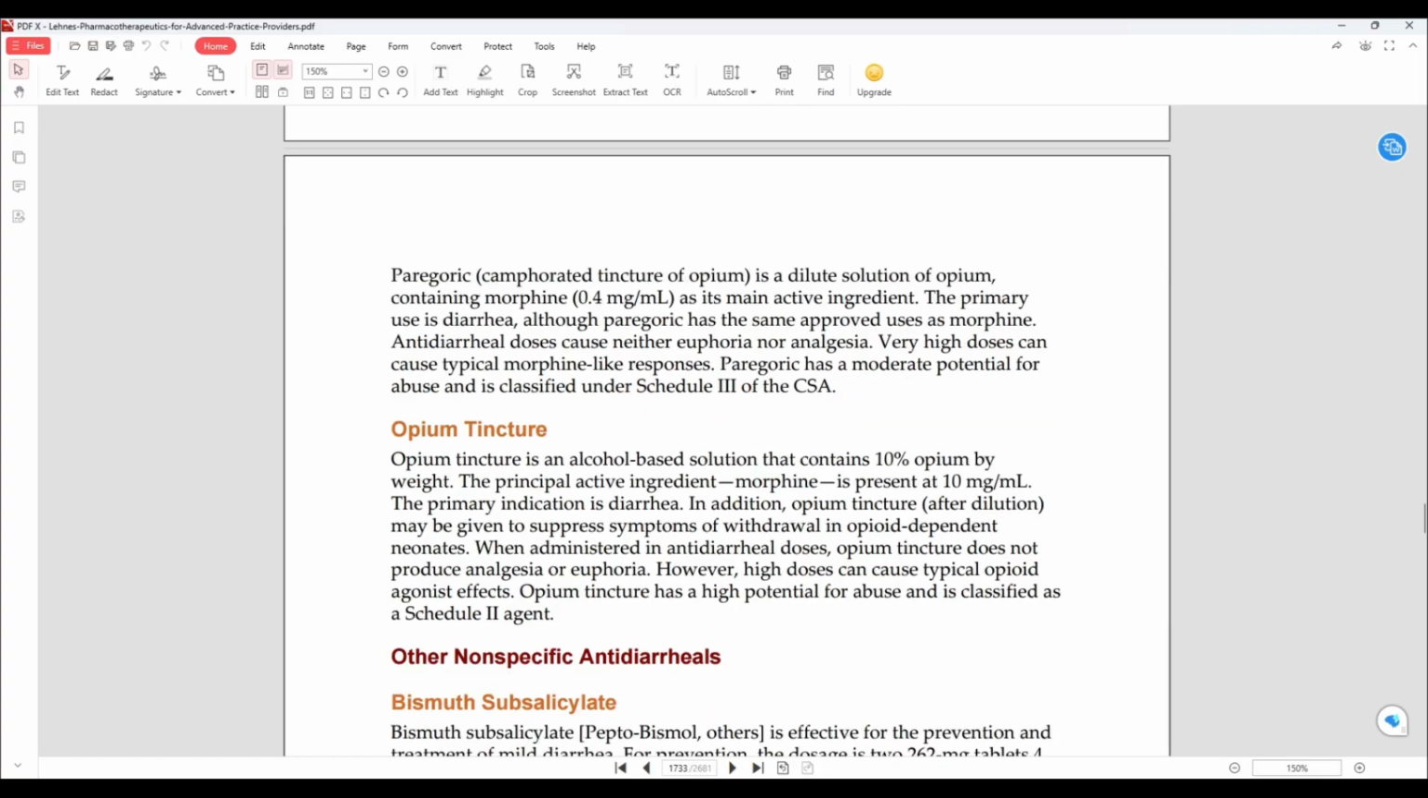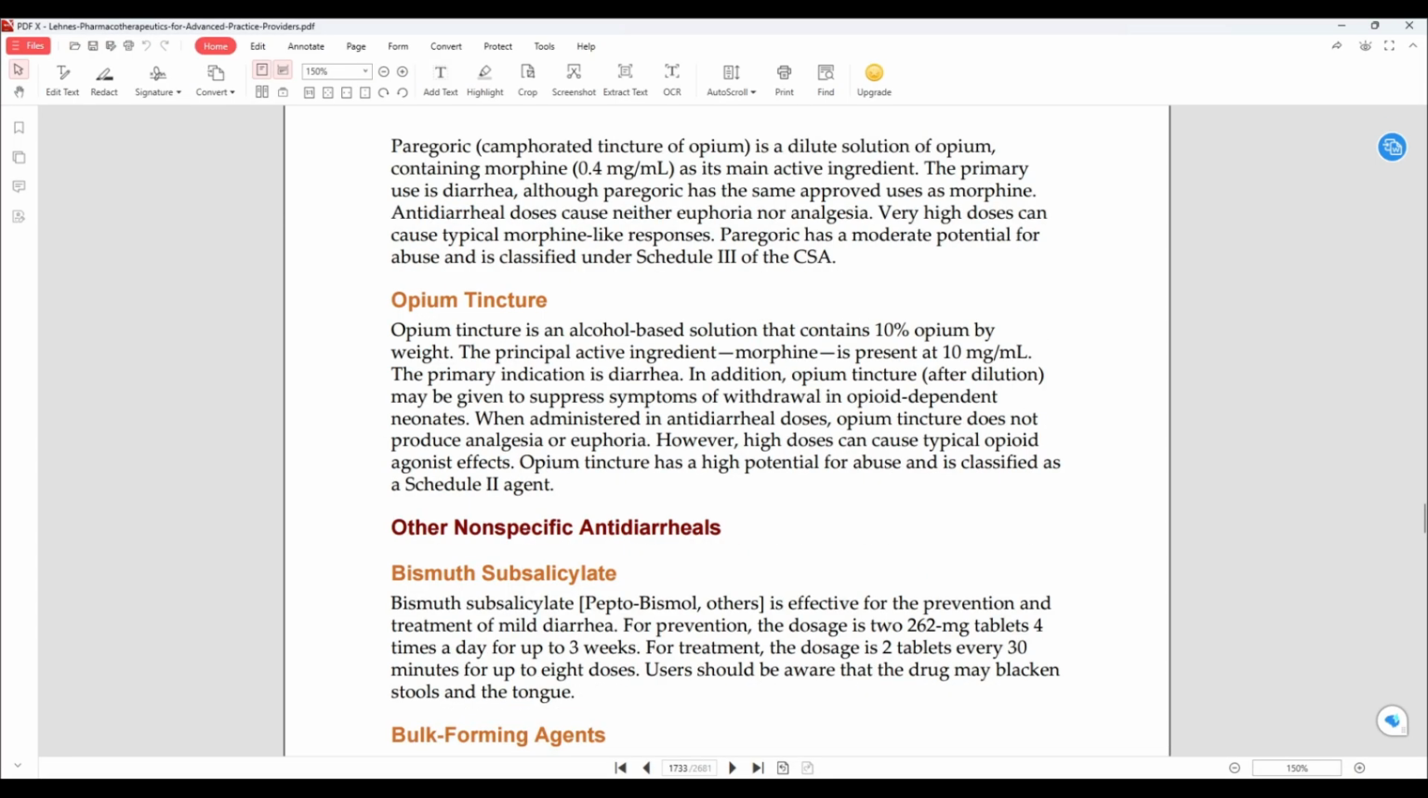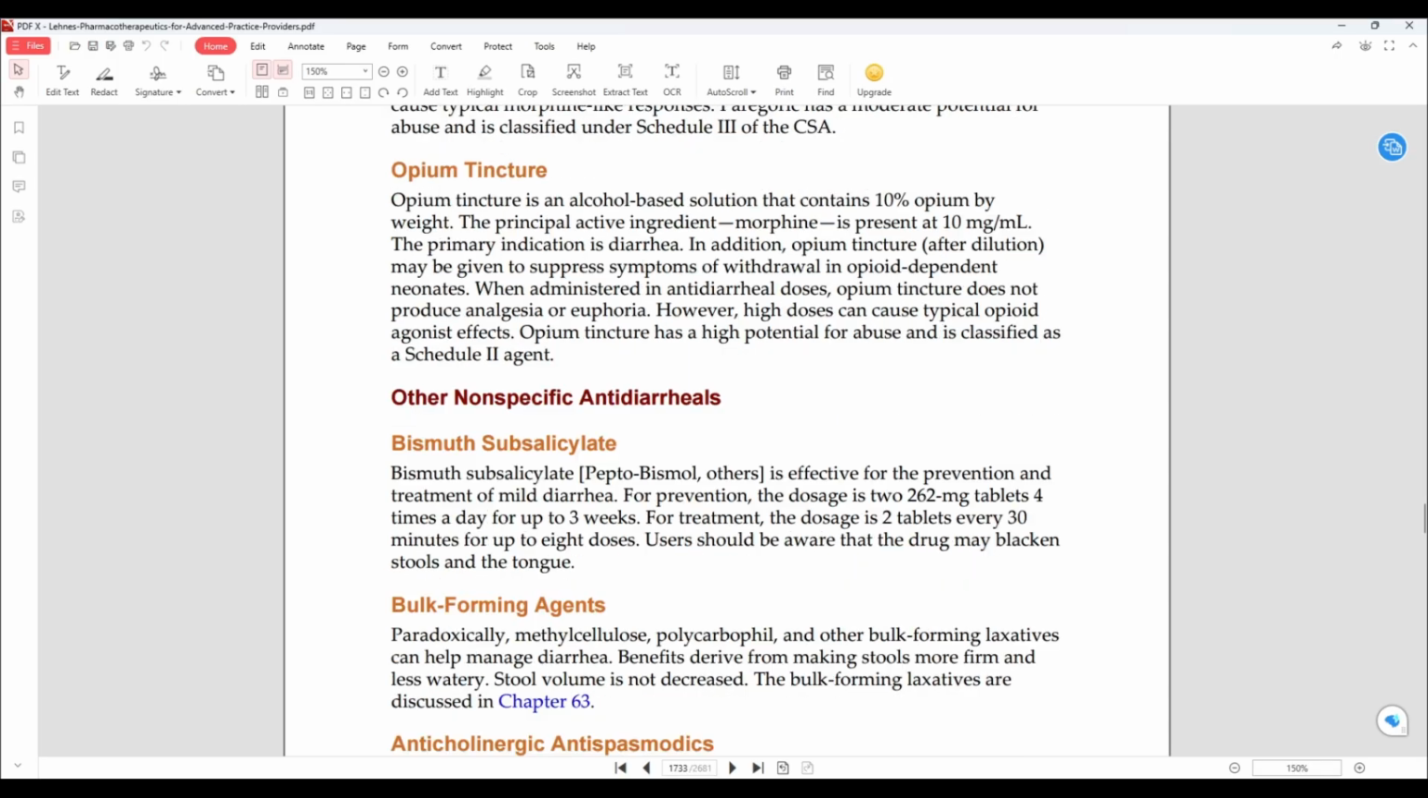Paregoric. Paregoric is a dilute solution of opium containing morphine 0.4 mg per ml as its main active ingredient. The primary use is diarrhea, although paregoric has the same approved use as morphine. Antidiarrheal doses cause neither euphoria nor analgesia. Very high doses can cause typical morphine-like responses. Paregoric has a moderate potential for abuse and is classified under Schedule III of the CSA.